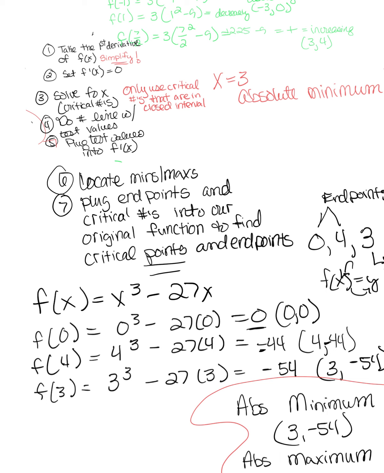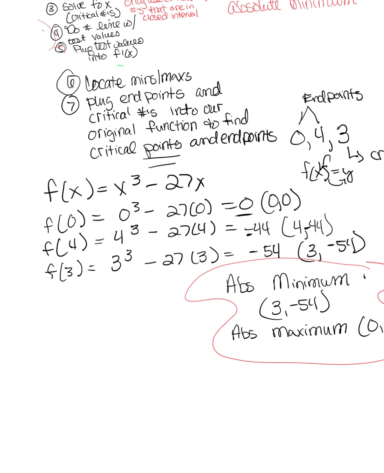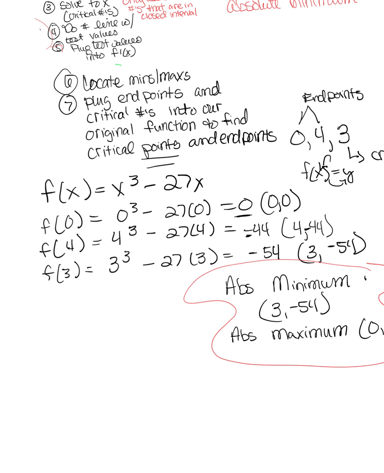Then you're going to do a number line with the test values, and you're going to get a visual of what's going on. And then you're going to plug those test values into the derivative. Okay, and that's going to let you know where you're increasing or decreasing. Then you're going to locate your mins and your max, as we saw. And then you're going to plug your endpoints of the closed interval and your critical number that applies within that interval into your original function, and you're going to get some points.